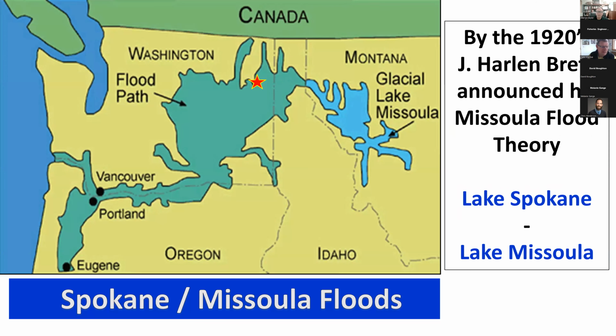If you didn't know it, because you may not understand the history of the Pacific Northwest, there used to be two Great Lakes, a Great Lake Spokane and a Great Lake Missoula. Now, it is my belief, and I may be the only one, because J. Harlan Bretz, who came up with the Missoula flood theory, was in the city of Spokane around 1910. And by the 1920s, he started introducing his Missoula flood theory. But it's my belief that he heard the Spokane story and then went out finding the evidence to prove it.